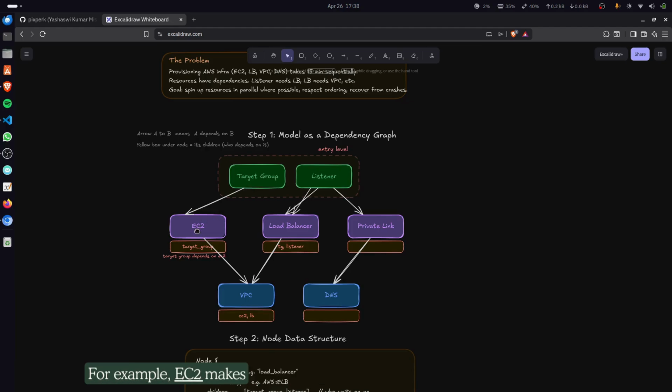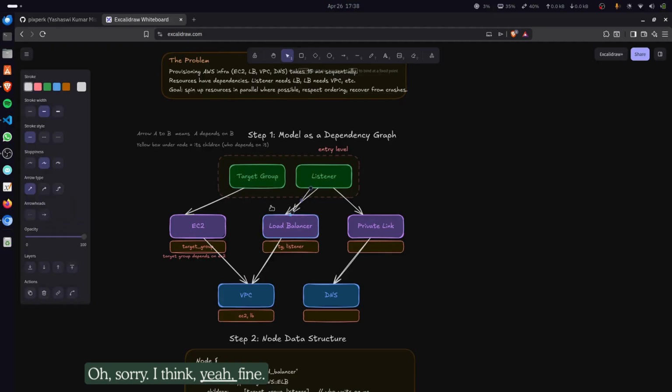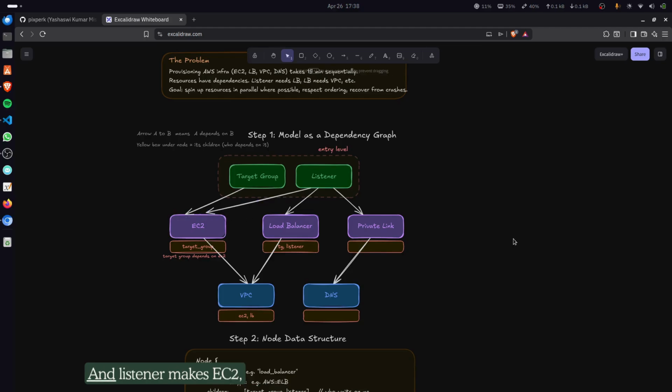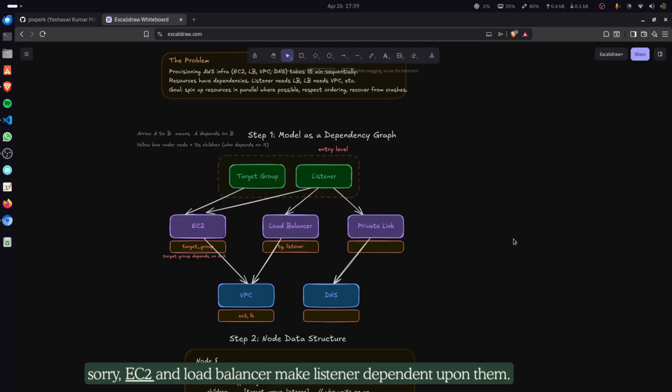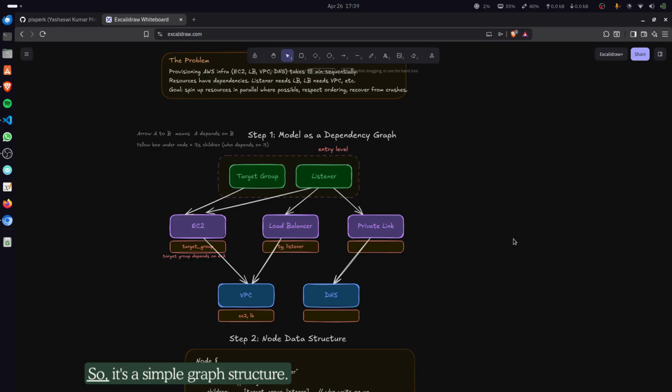For example, EC2 makes target group dependent upon it, and listener makes EC2 and load balancer dependent upon them. So it's a simple graph structure.